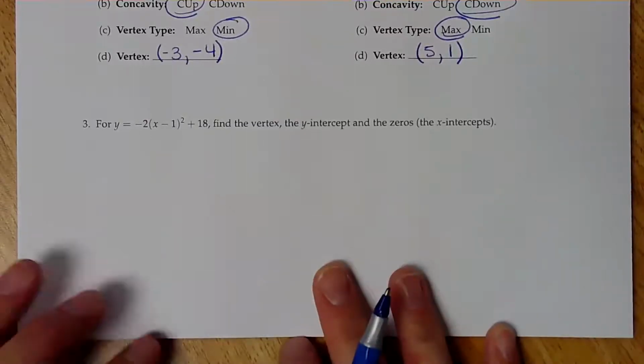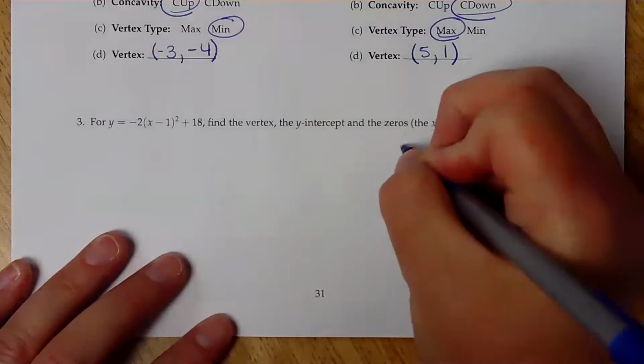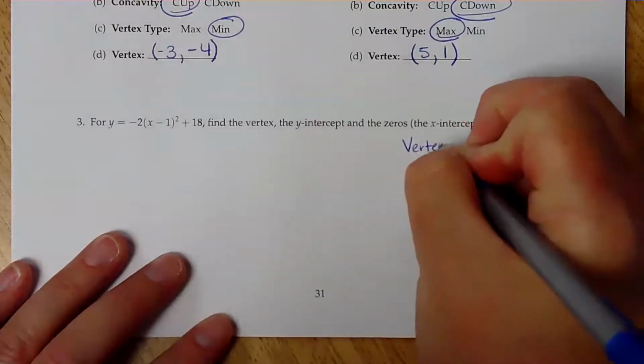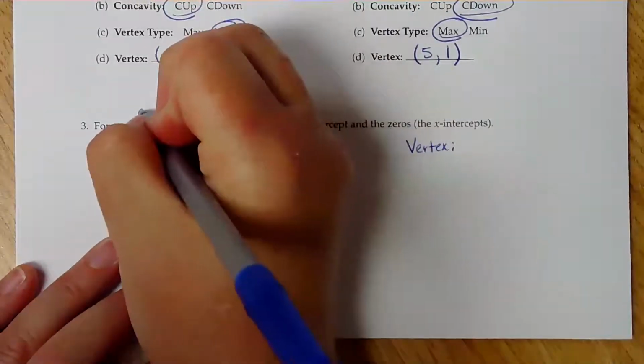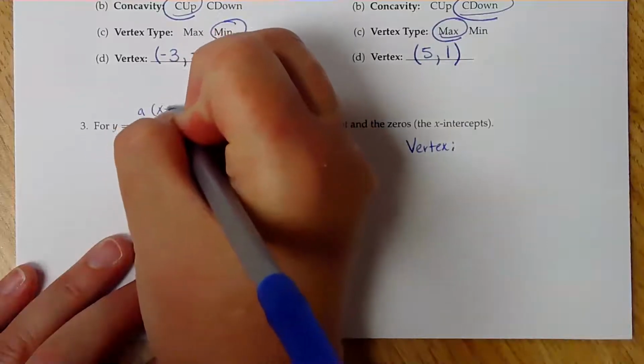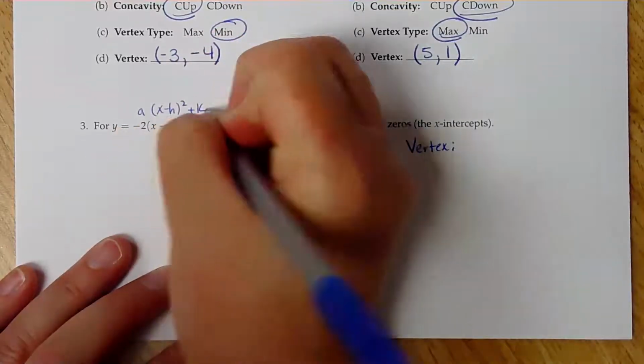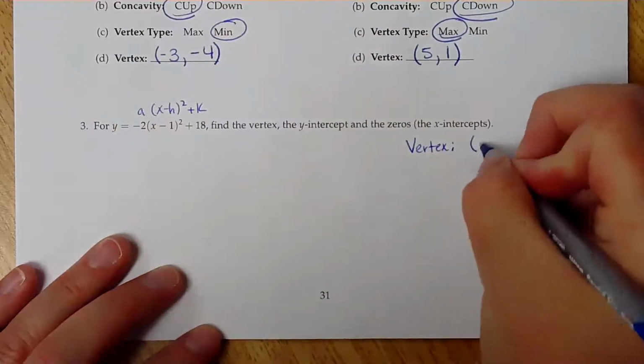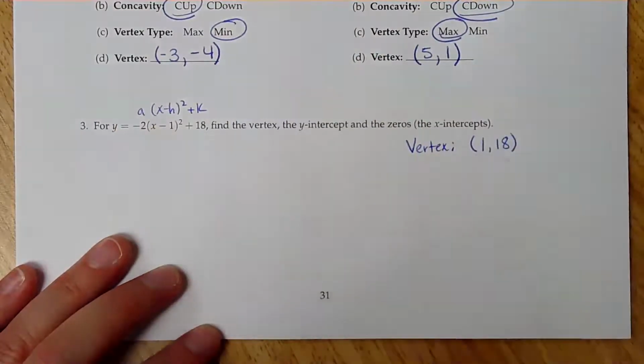Okay, so let's start off with our vertex. Since it's in vertex form, I have a times (x minus h) squared plus k. So it looks like my vertex is (1, 18).